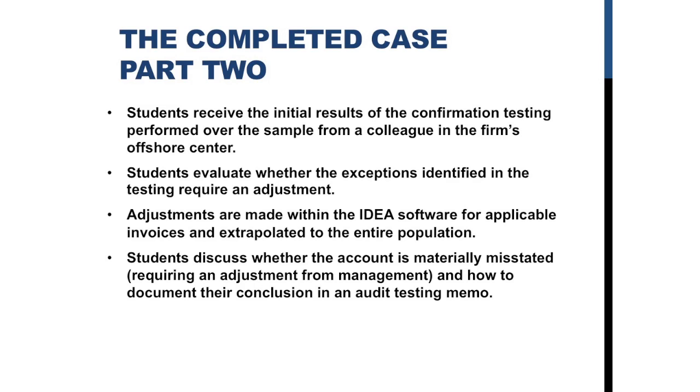And so confirmation procedures is something that is typically sent. So the students receive the results of the confirmation testing, and they are asked to evaluate whether the responses from the customers are exceptions that require adjustments, or alternatively support the accounts receivable balance that is reflected in the client's general ledger. So there were 6 adjustments required for this case, and that's an important item to mention.